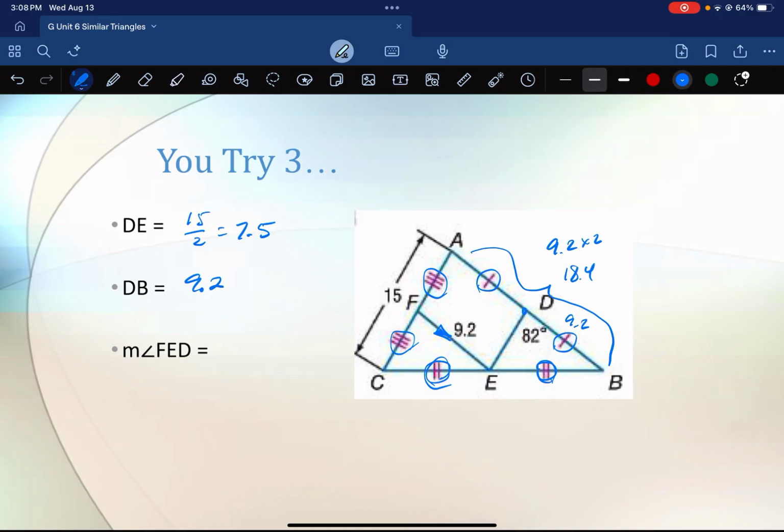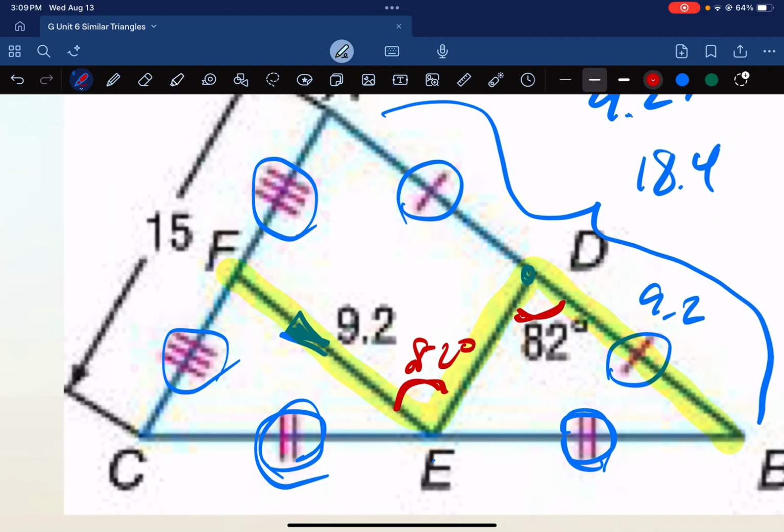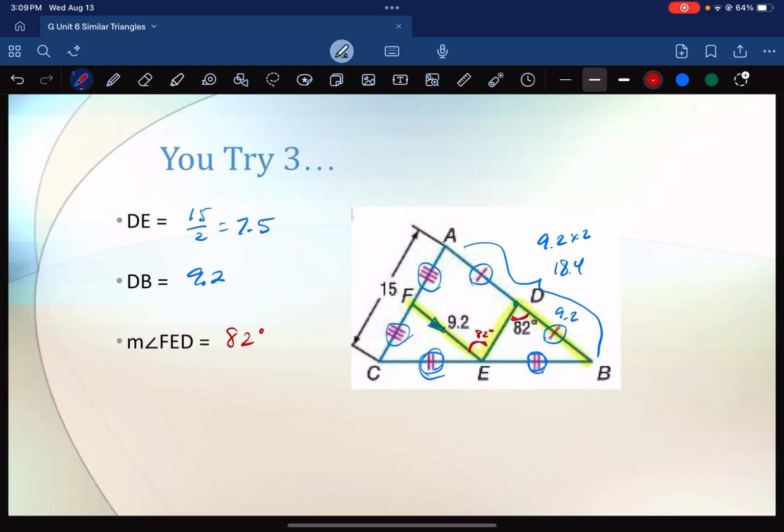Angle FED. We're looking for that zigzag. Here it is. Trace the zigzag. So then here's my alternate interior pair of angles. I'll do them in red. Here and here. And they're asking for angle FED. Well, that's this angle right here. So 82 degrees. Okay. It doesn't look much like an 8, does it? 82 degrees. Okay.